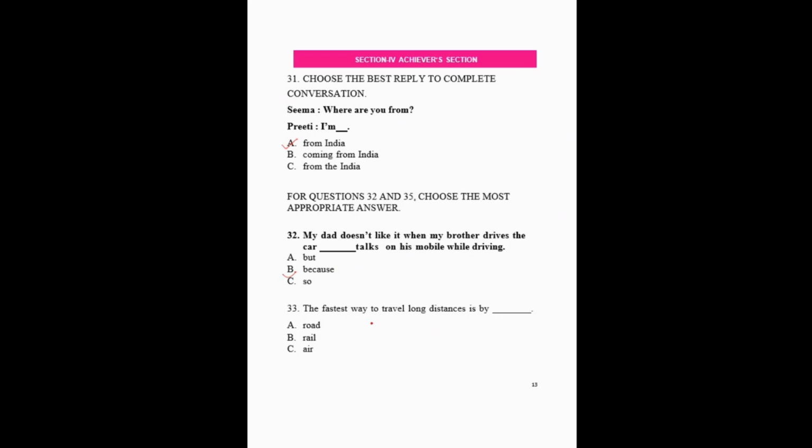Right? The fastest way to travel long distances is by what? We are asking for the fastest way for long distances. It would be air. Right?